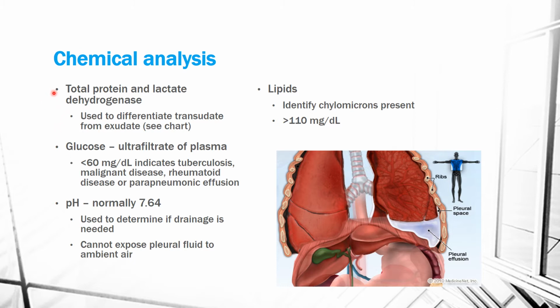The total protein levels, just to go back to this here, we already had that chart on the second slide that told us where we're looking for the total protein and the LD, how we use that to differentiate between transudate and exudate. Remember, that's our major function with these. Just to note, glucose levels on a pericardial fluid, generally speaking, we don't do glucose on a pericardial fluid only because we haven't seen any clinical value to measuring it. So you might do it on a pleural fluid, but on a pericardial fluid it's less useful.